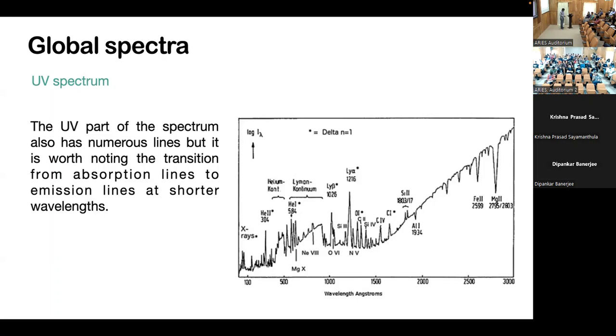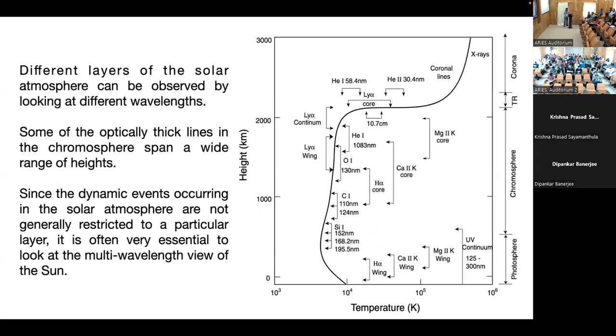But this also means that you can use different lines to observe different layers of the sun as well, right? That you will be seeing briefly. So this is the plot I was speaking about a moment ago, showing that different layers of the solar atmosphere can be observed by using different wavelengths.